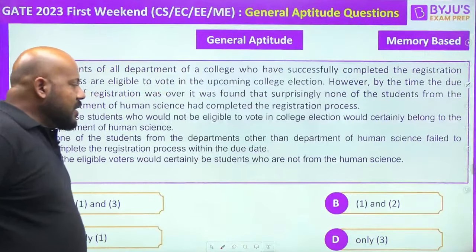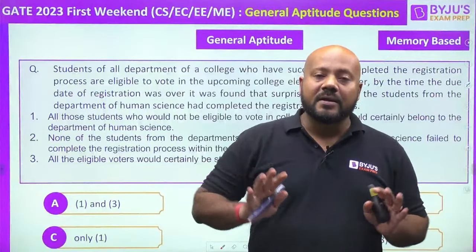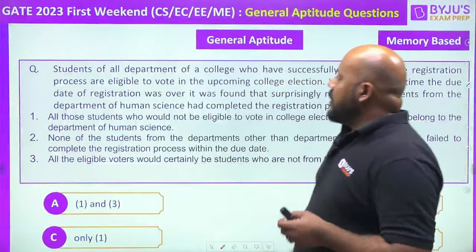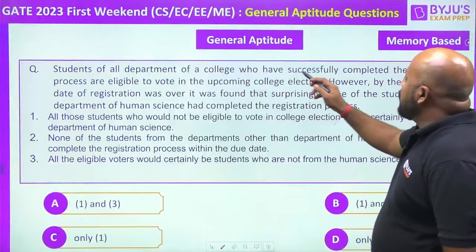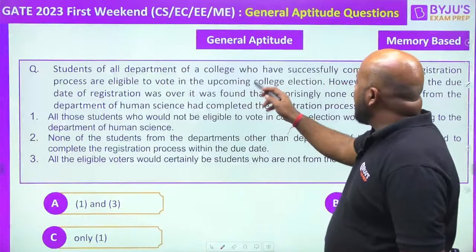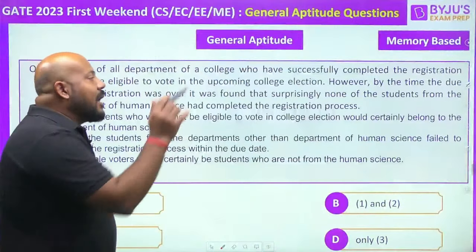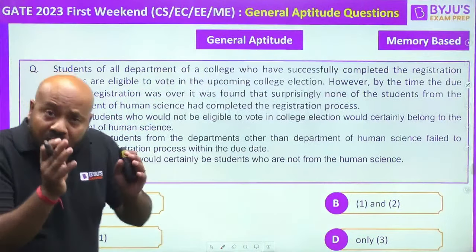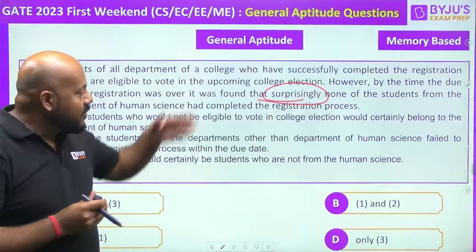Now you see, the majority of the questions are not simply based on grammar, so you don't feel you are reading the English language. It's a kind of reasoning question. You have to apply some logic. Now see the again unseen passage reading comprehension. Students of all departments of a college who have successfully completed the registration process are eligible to vote in the upcoming college election. Are you getting the first statement? However, by the time the due date of registration was over, it was found surprisingly. So whenever you get these types of words, underline them in the passage because they will give you the answer.